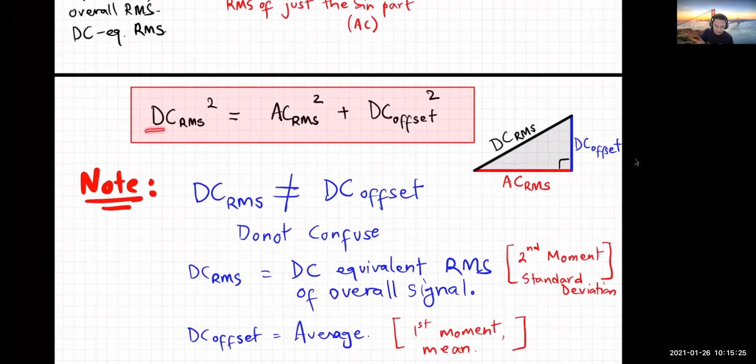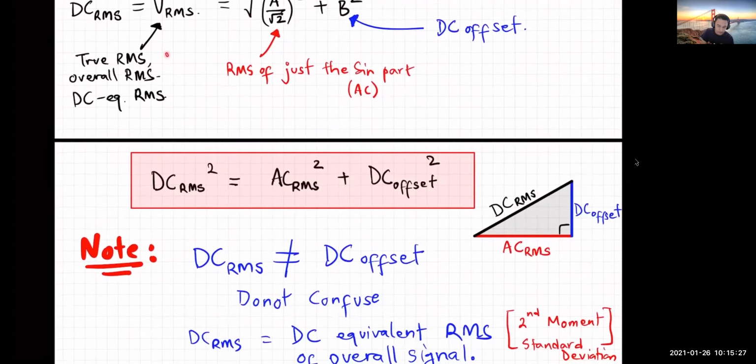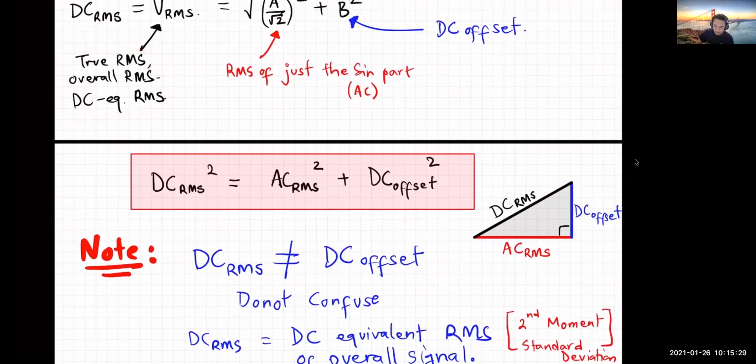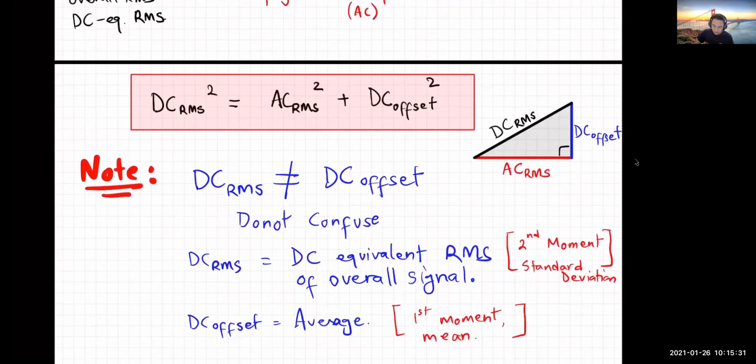So this DC RMS is also sometimes called the true RMS or the overall RMS. Just don't confuse DC RMS with the DC offset. They're two very different things. DC RMS is an RMS measure. DC offset is simply the DC component of the signal.